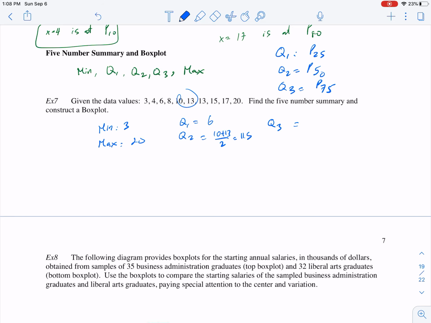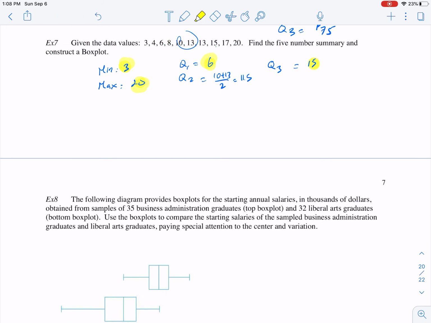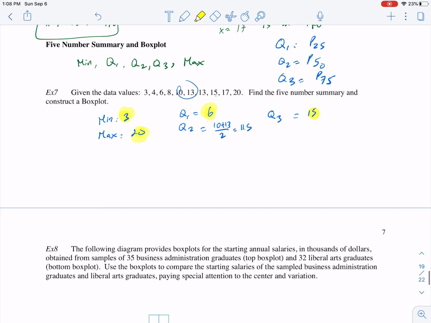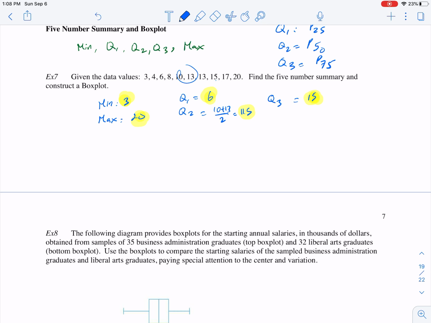Q1 is 6. Q3 is 15. So these are the 5 number summary: min, max, 25th percentile, 75th percentile, and 50th percentile. So now we can graph a box plot.